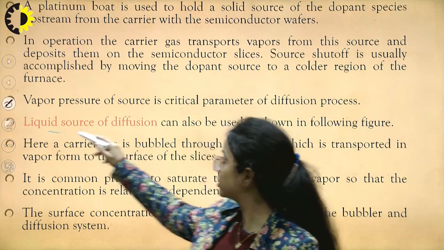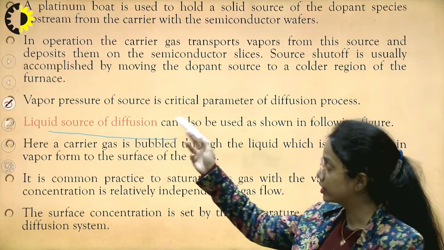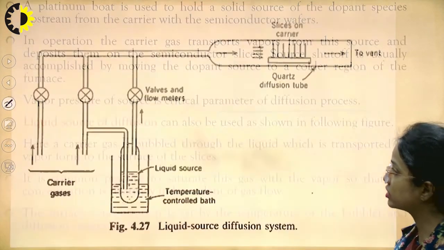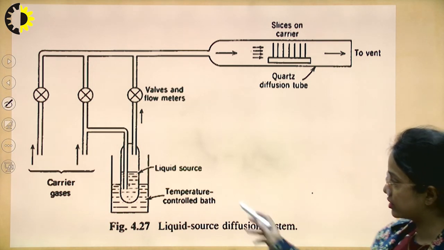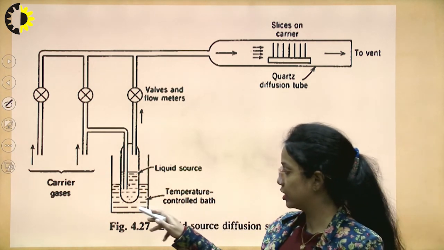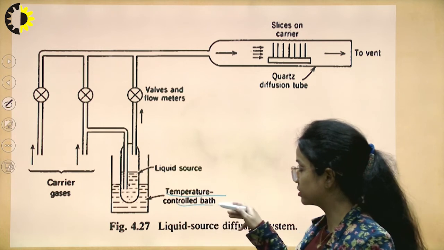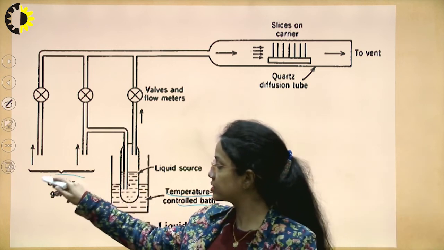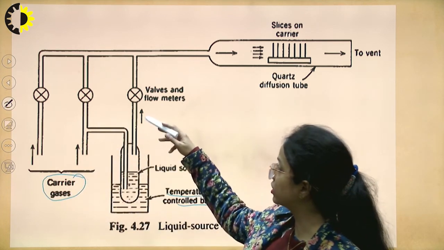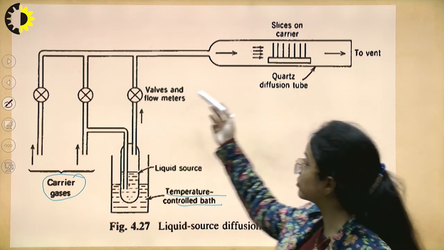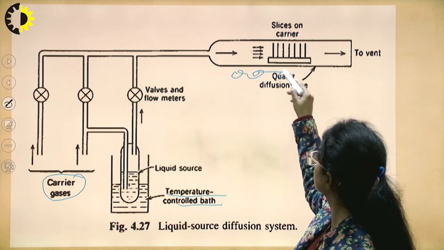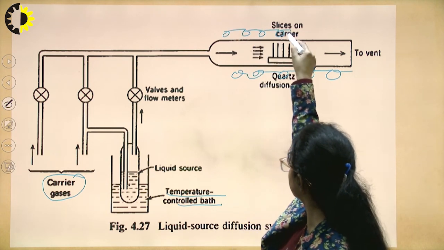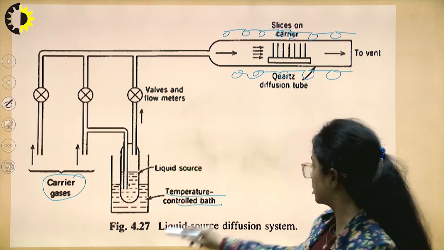So there is a liquid source of diffusion. The vapor pressure of the source is a critical parameter, and as I have explained in the last slide, there is a liquid source in a temperature control bath. So this is a bathing solution. And next are the carrier gases. The gases are allowed in, there is a valve present here, and of course there will be a heater. The heaters are there to increase the temperature, and the diffusion will take place. Liquid source diffusion.